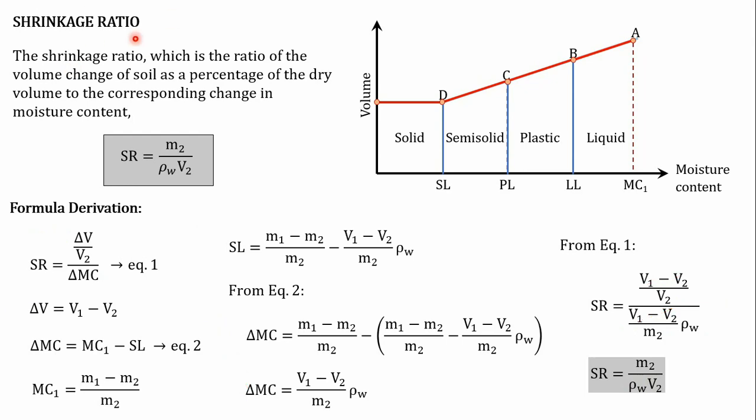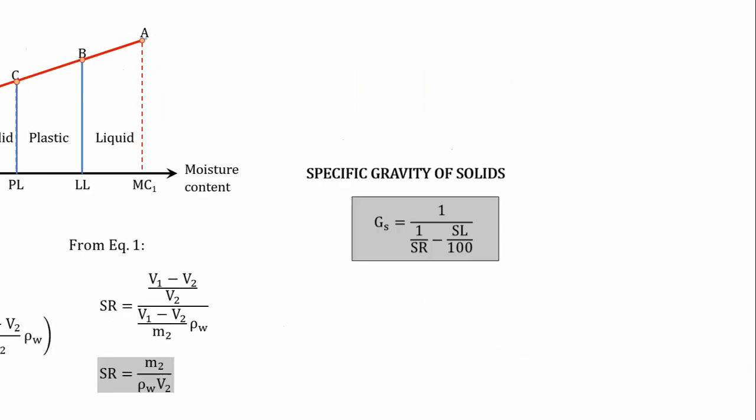Okay? So how about the fourth formula natin na i-derive, class? Ito yung, class, may tinatawag tayo na specific gravity of solids, or denoted natin siya as GS. Ito yung formula natin, class. So GS is equal to 1 divided by (1 over SR minus SL divided by 100). And we know that SR represents the shrinkage ratio and SL represents the shrinkage limit of the soil.